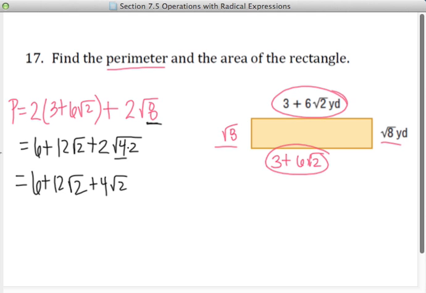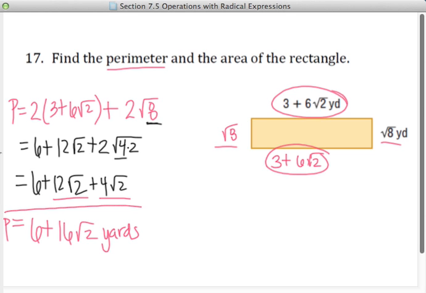And my last step will be to combine my like terms. Okay, so 6 plus 16 square root of 2. That will represent my perimeter, and that will be labeled in yards. So the perimeter is equal to 6 plus 16 square root of 2.